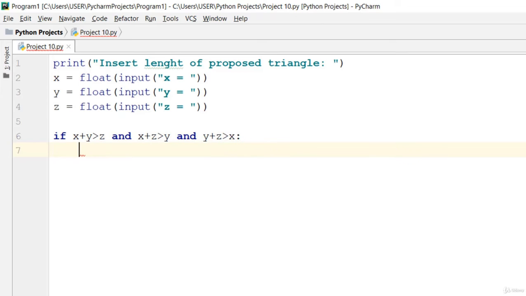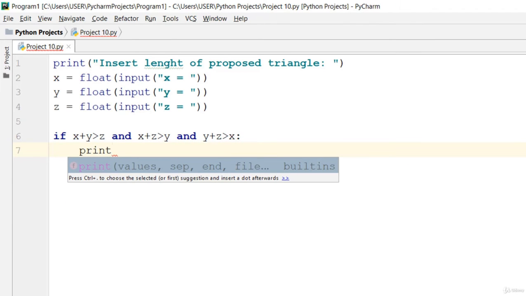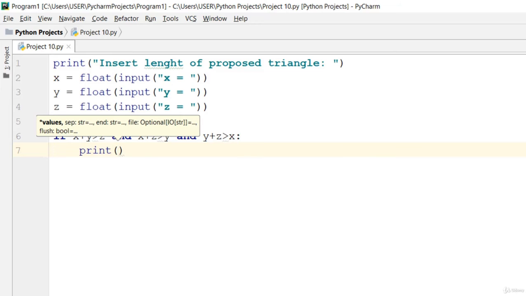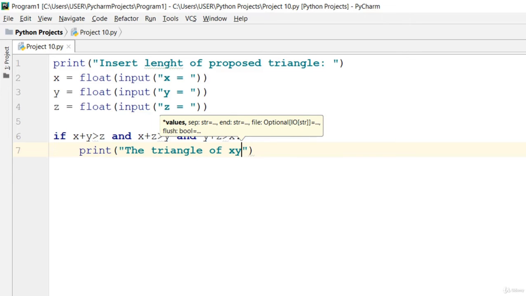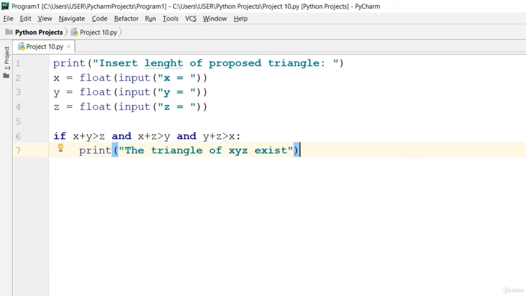Alright, so let's print out. If that condition is met, that is if x plus y is greater than z, and x plus z is greater than y, and y plus z is greater than x, that means that the triangle exists. So let's print out: the triangle of XYZ exists.